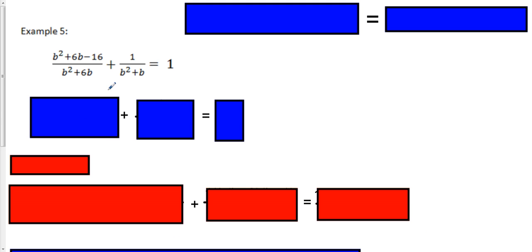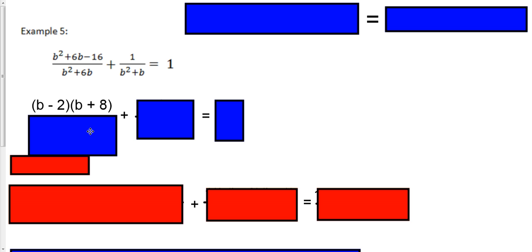Example 5. This one's going to take a little bit more time because we have to factor all of these pieces. So we're going to do that first before we start looking for the LCD. For this one, b squared plus 6b minus 16. Do your AC factoring and you get b minus 2, b plus 8. B squared plus 6b on bottom. Factor out a b and we get b times b plus 6.